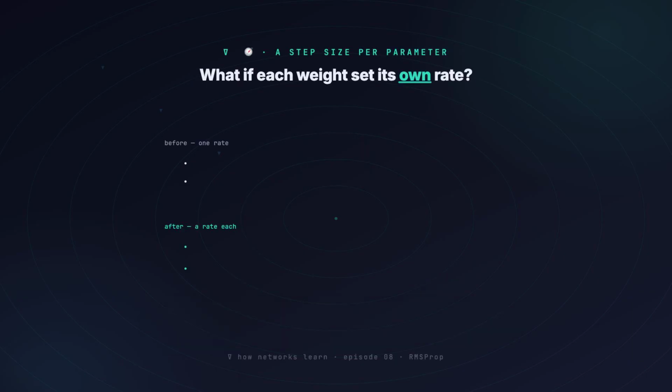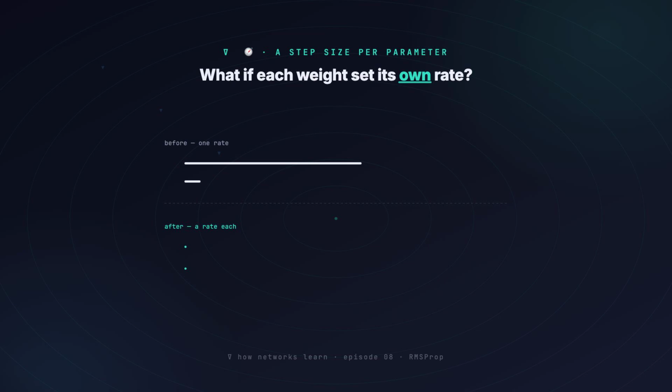So, what if the step size weren't global? What if it adapted to each parameter? The intuition: if a parameter's gradient is consistently huge, take smaller steps there so you don't overshoot. If it's consistently tiny, take bigger steps so you actually make progress.